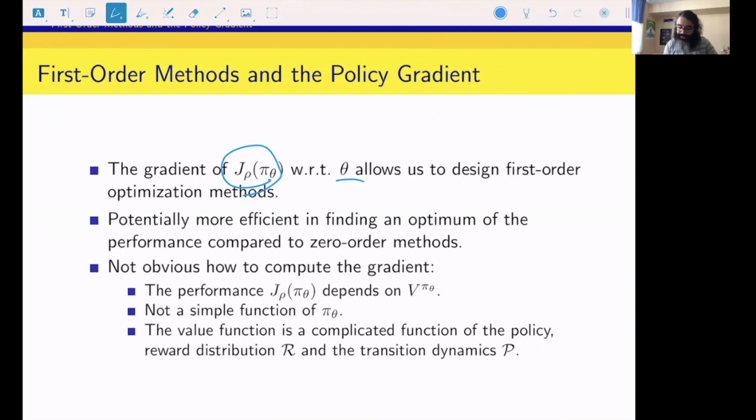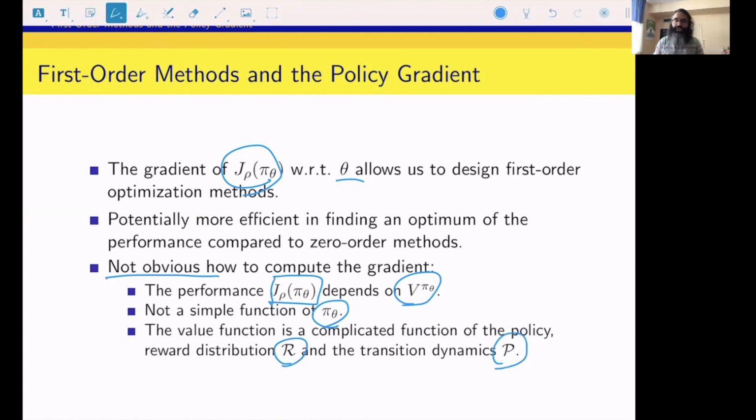These can potentially be more efficient in finding an optimum of the performance compared to the zero order methods, because they use more information about the problem. But the issue is that it is not obvious how we can compute the gradients, because the performance J_ρ(π_θ) depends on the value function. But the value function is not a very simple function of the policy, because it depends on the distribution of reward, the transition dynamics, and also the policy.